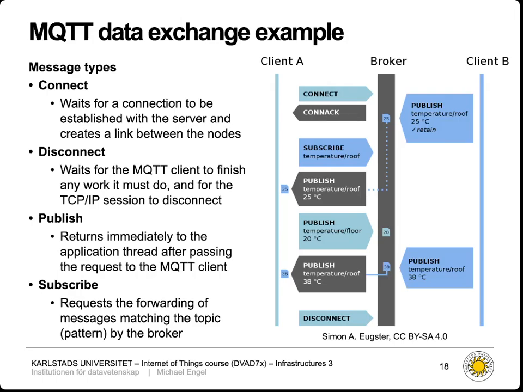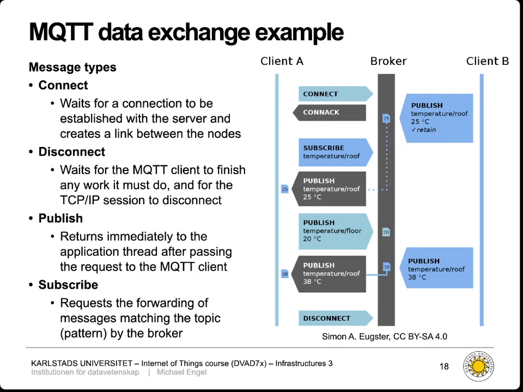And then maybe client A wants to publish something. As we've seen, clients are not exclusively publishers or subscribers. They can have both roles. So for example, client A wants to publish another temperature, its own on the floor, which is 20 degrees. This is not subscribed to by anyone. The broker probably, because it doesn't have a retain flag, throws it away.